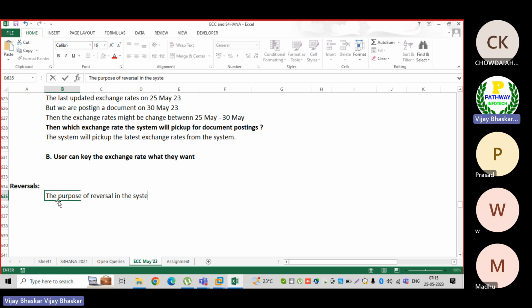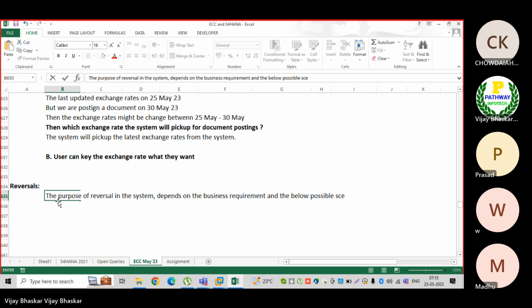Remember, the purpose of the reversal in the system depends on the business requirement and the possible scenarios below.